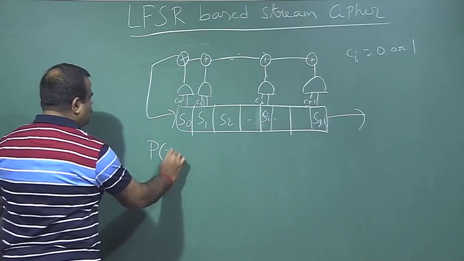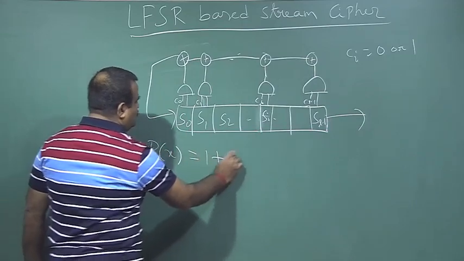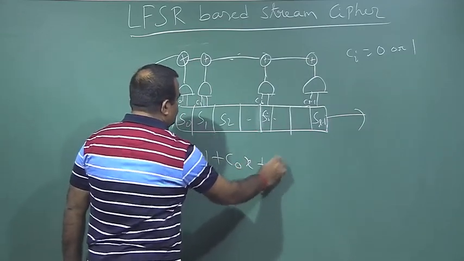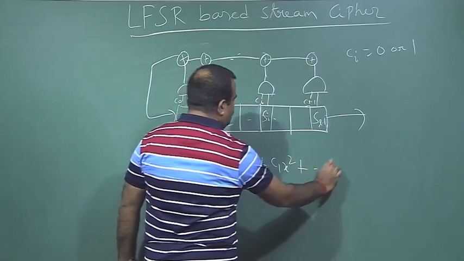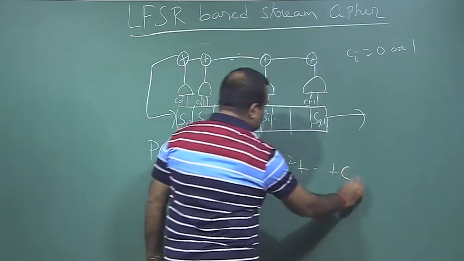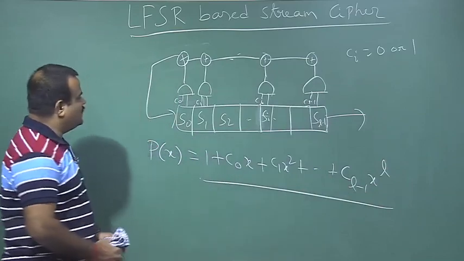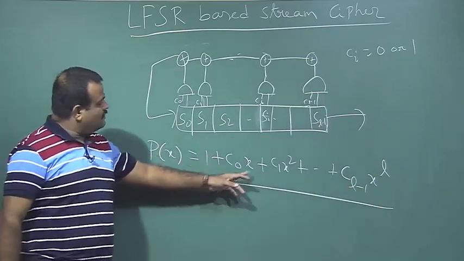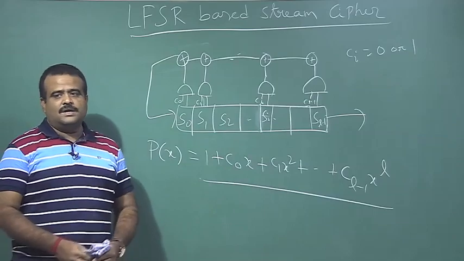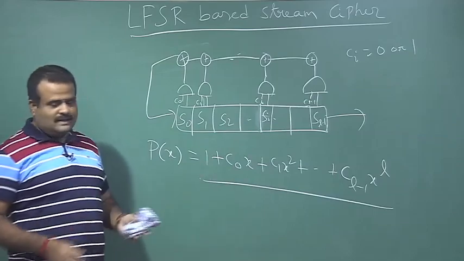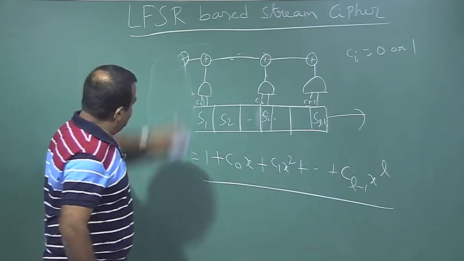P(x) is equal to 1 plus C0 x plus C1 x square up to C L minus 1 x to the power L. So, this is an L degree polynomial. Depending on the value of Cis, we have this polynomial. So, let us take an example of a 4 bit LFSR.